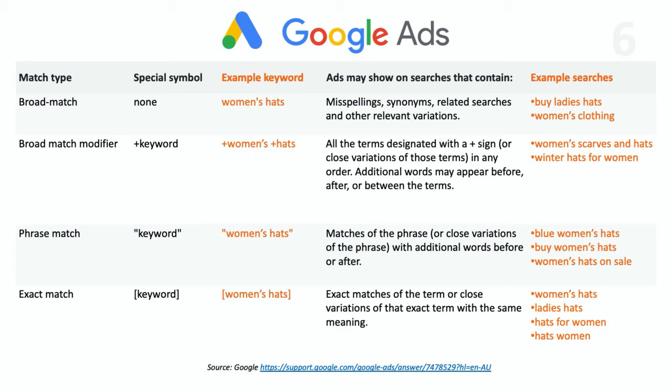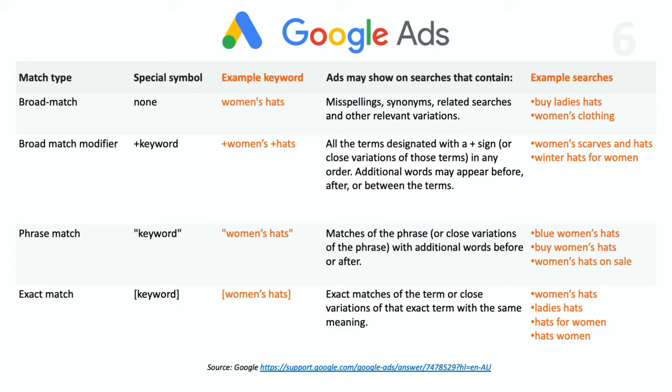So just working through the different types of keywords. The standard, the default, is called a broad match keyword, and you don't have any special symbols on that when you set up those keywords. And an example keyword would be something like women's hats.